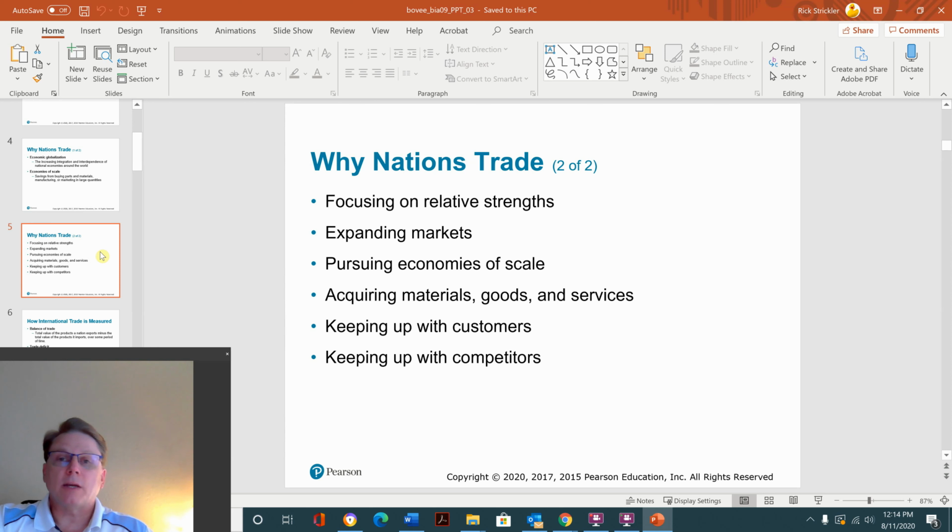It expands your markets. You have more customers. Pursuing economies of scale, obviously, the more customers you have, the more you produce, the cheaper it is to produce each unit because you can buy in mass quantities. Acquiring materials, goods, and services, keeping up with the customers, keeping up with competitors.